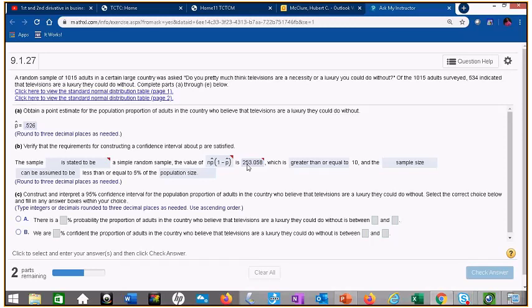What did you get for the 95% confidence level? The 1.96. That's what I have written down.